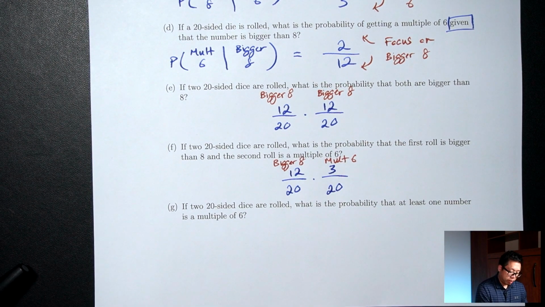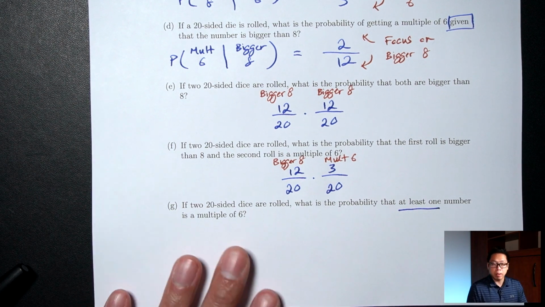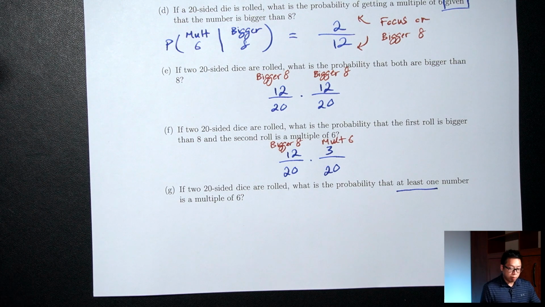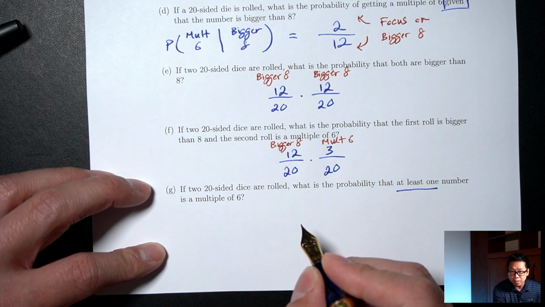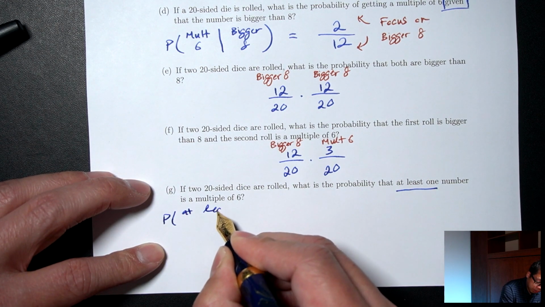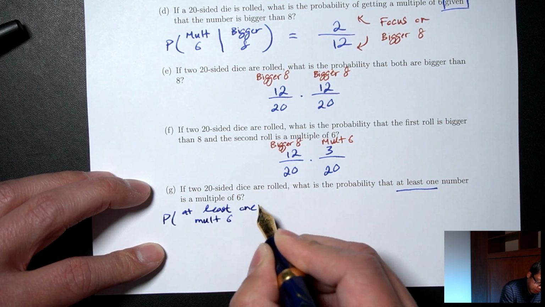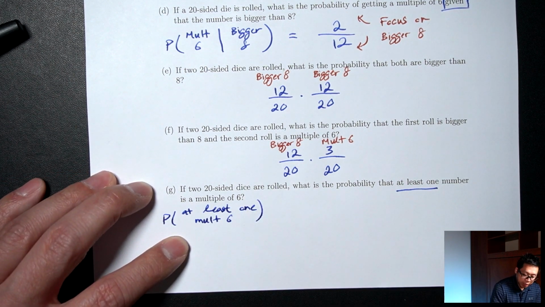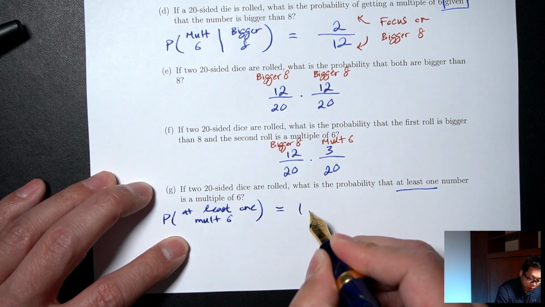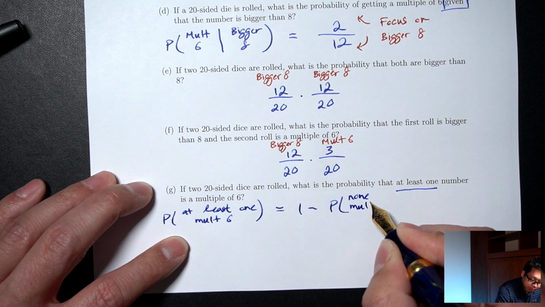Part G. If two 20-sided dice are rolled, what's the probability that at least one number is a multiple of 6? Okay, keyword I see here is at least 1. So anytime you have an at least 1 probability, the idea here is to do 1 minus none. So I want at least 1 that's a multiple of 6. But the strategy is, instead of doing that directly, we're going to do 1 minus the complement, which is none, multiple of 6.